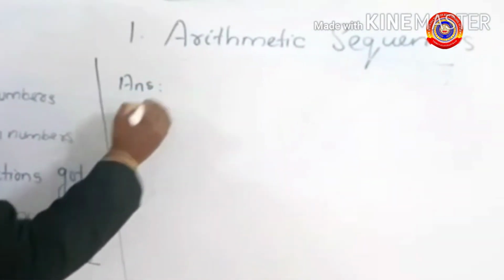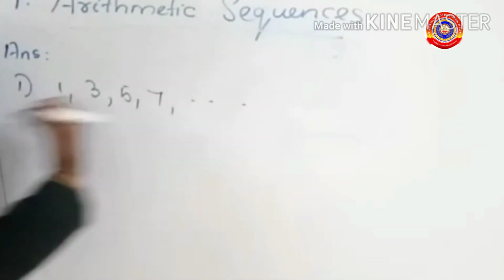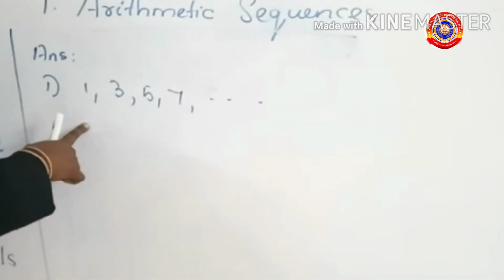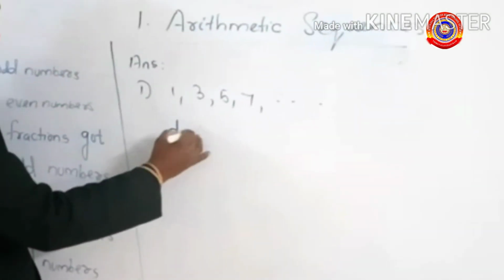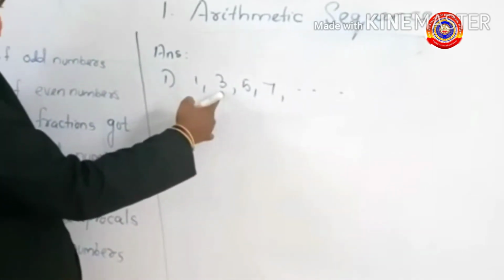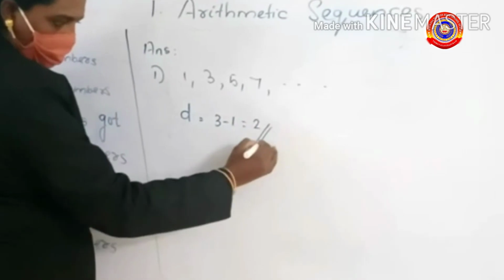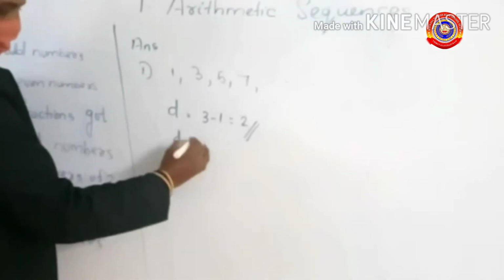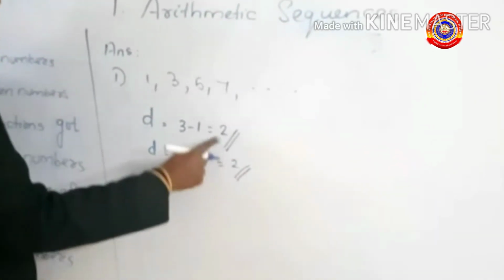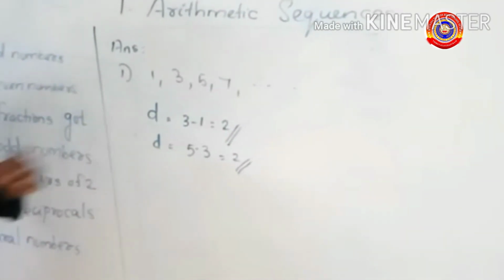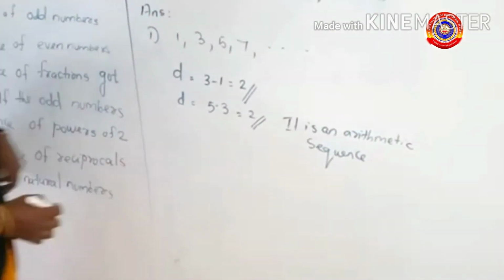1, 3, 5, 7. We have to check whether it is an arithmetic sequence or not. Let us find its common difference. D equal to second term minus first term, it is equal to 3 minus 1 equal to 2. Then D equal to 5 minus 3 is again 2. Here 2 is the common difference, so it forms an arithmetic sequence.